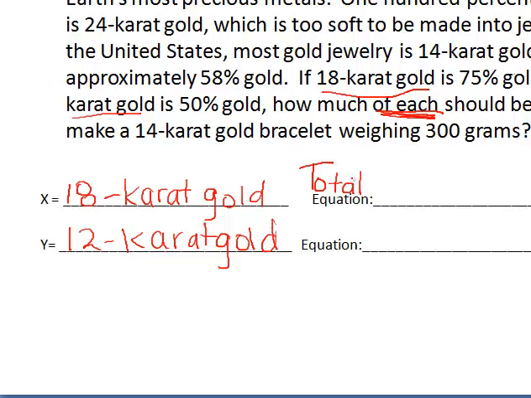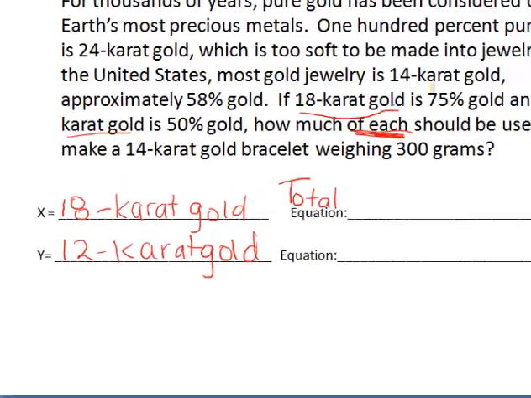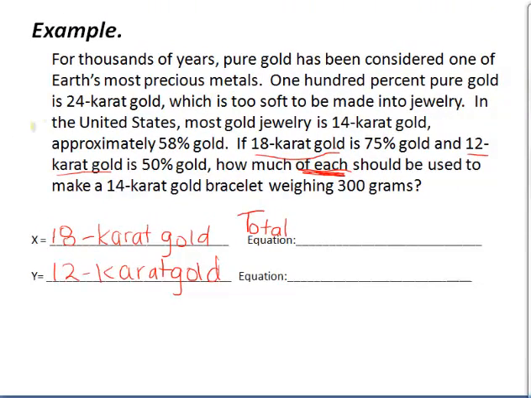So, in other words, let's go ahead and highlight my important pieces of information. It says 100% pure gold is 24 karat gold, which is too soft to be made into jewelry. Okay, that really is some extraneous information. I don't need to put that in my equations. And it says in the United States, most gold jewelry is 14 karat gold. 14 karat gold is approximately 58% gold.